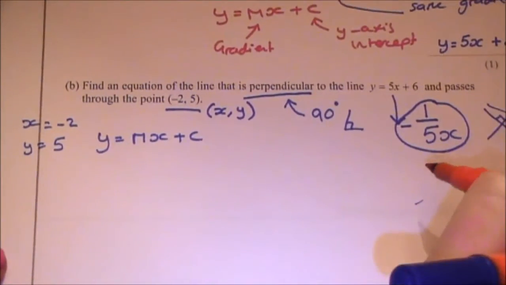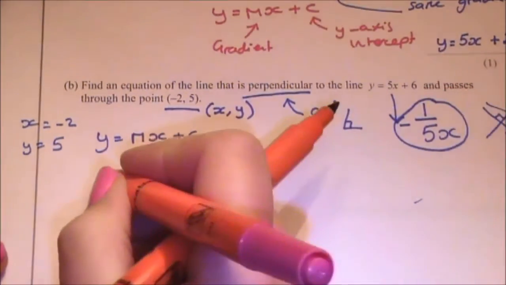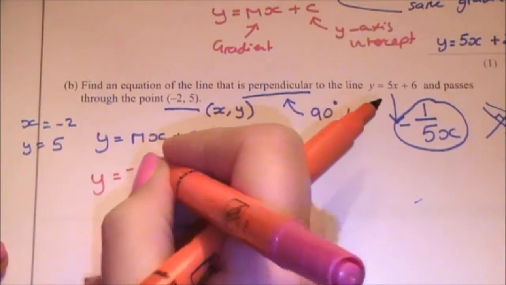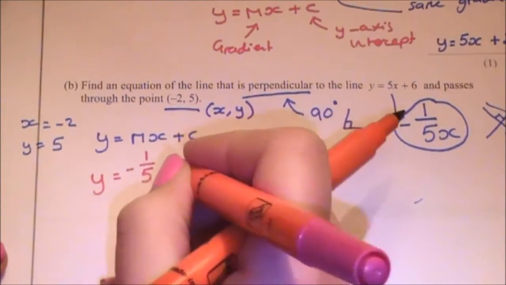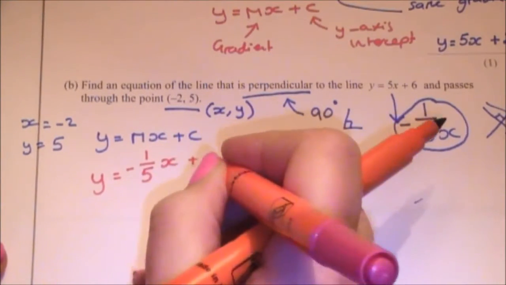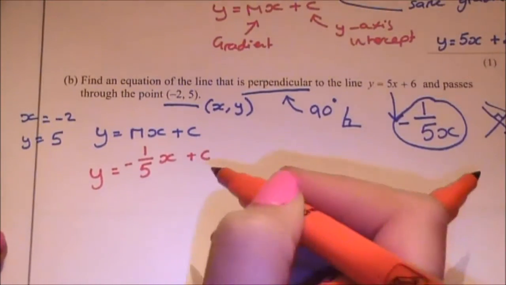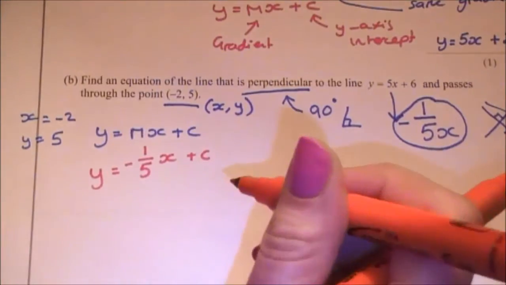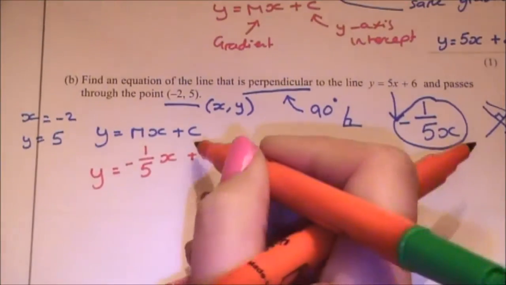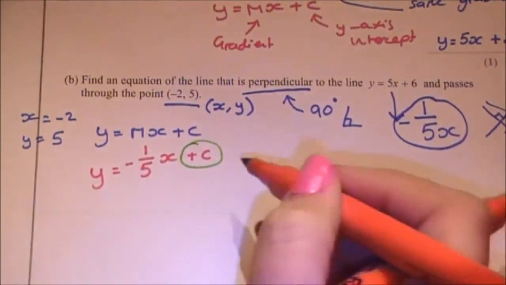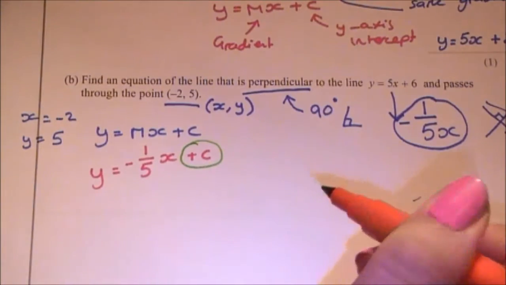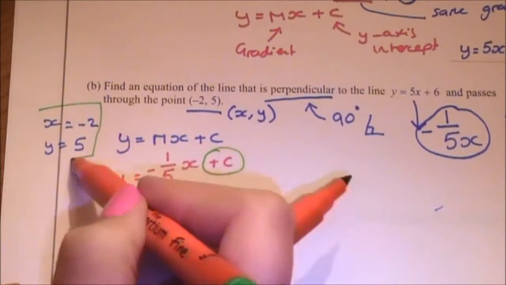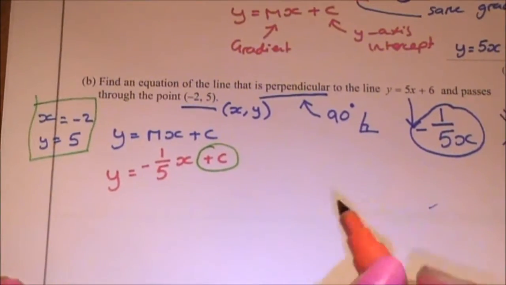So if I know that my original line had the gradient of 5x, I'm actually looking for a line where y equals -1 over 5x plus c. And in order to write that as an equation, I need to find a way of getting a value for c, because I need to know where my line crosses the y-axis. So in order to do that, I'm going to need to substitute in my values of x and y.